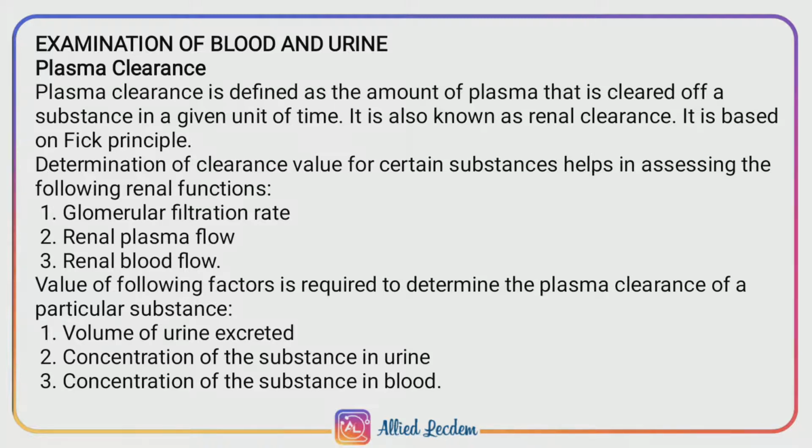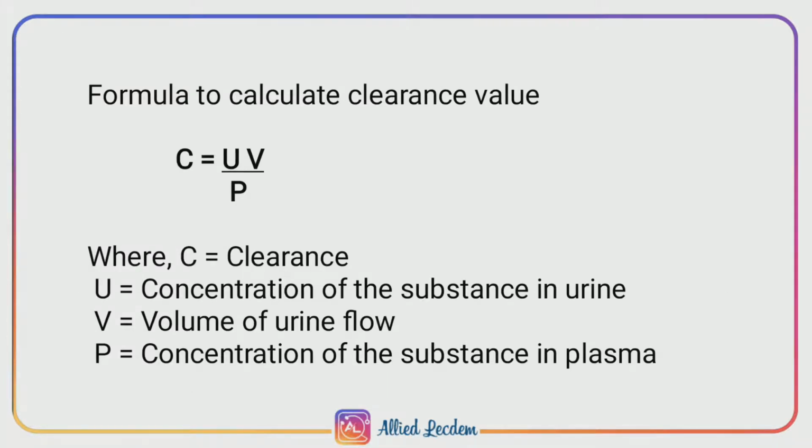Determination of clearance value for certain substances helps in assessing the following renal functions: glomerular filtration rate, renal plasma flow, renal blood flow. The following values are required to determine the plasma clearance for a particular substance: volume of urine excreted, concentration of substance in urine, and concentration of substance in blood. The formula to calculate the clearance value is C equals UV by P, where C is clearance, U is concentration of the substance in urine, V is volume of urine flow, and P is concentration of substance in plasma.